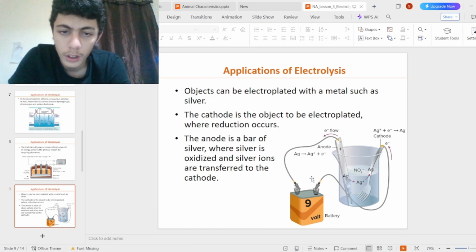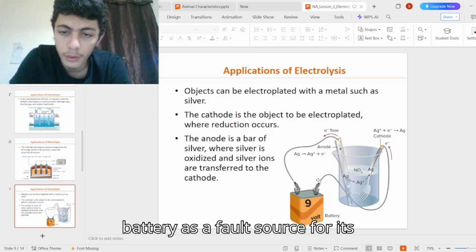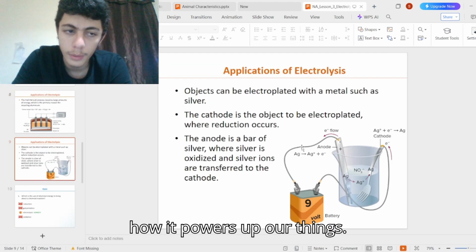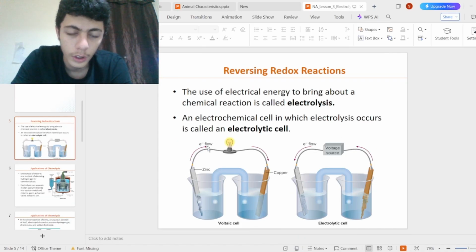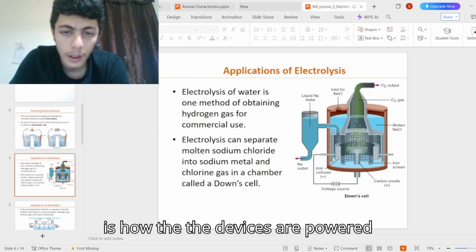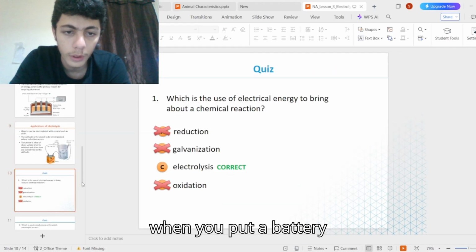As you can see here, we use a battery as a voltage source for this reaction. This is actually how it powers up our things. When the charges keep flowing, this is how devices are powered when you put in a battery.